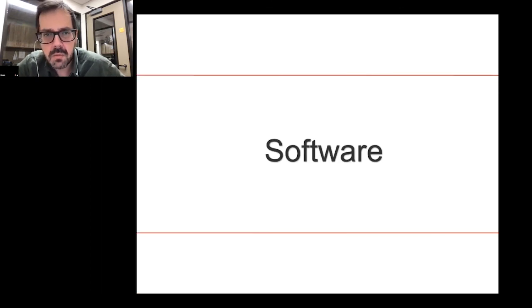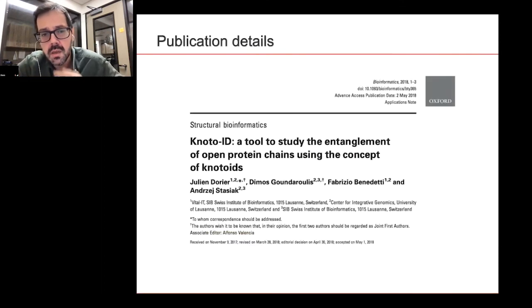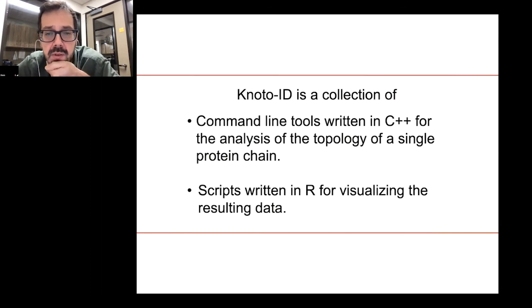And if I have some time, I will just advertise our software. Our software here is Knotoid, and it was published in 2018. Time flies in bioinformatics. If you're afraid of the command line, I'm sorry, but it's a command line tool, so you can input your Knotoid either in Gauss code or any kind of way, and it will compute the invariant that you asked it. And it can visualize the data. Everything that I showed has been visualized with Knotoid.